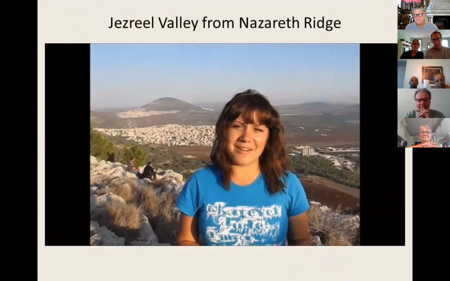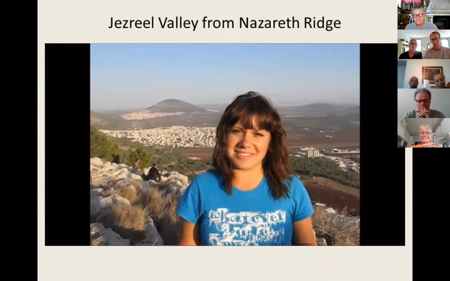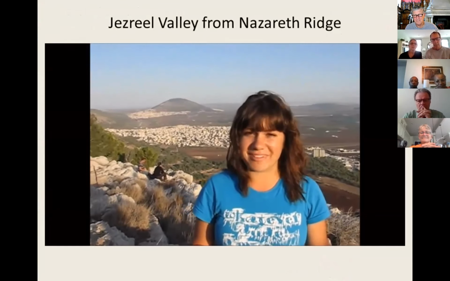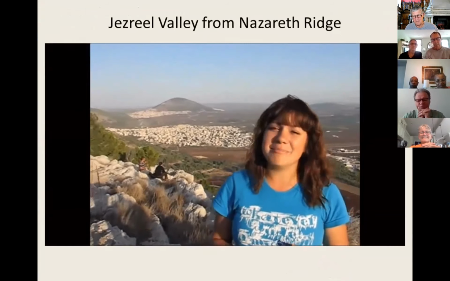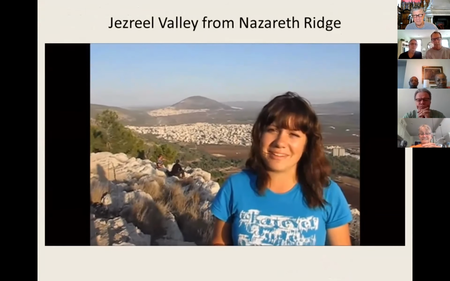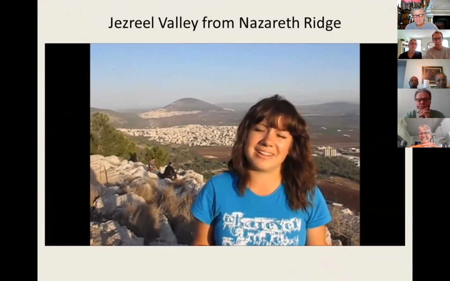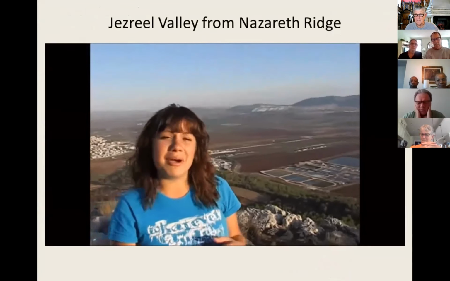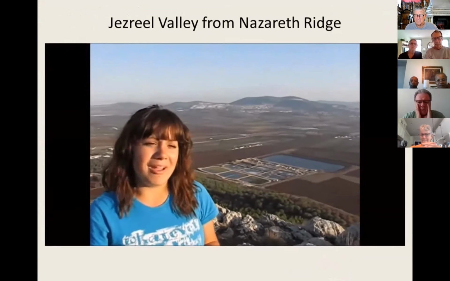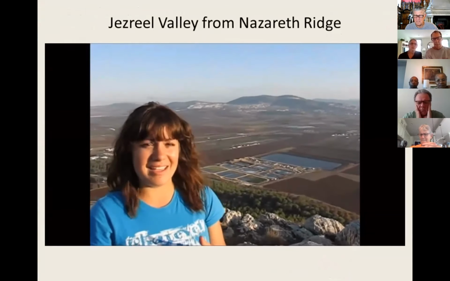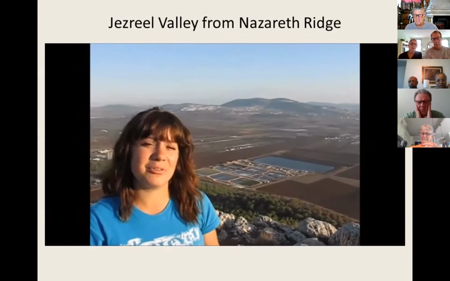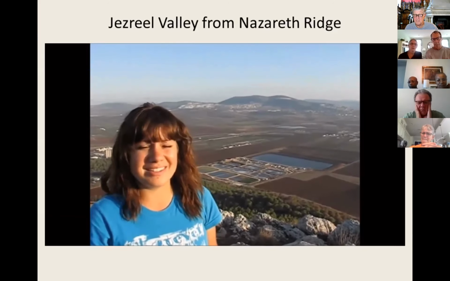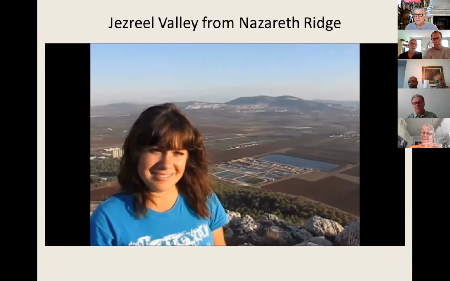Hey, I'm standing here on a ridge in the city of Nazareth, and behind me is the Jezreel Valley. To my right, you can see Mount Tabor, where Deborah and Barak gathered 10,000 Israelites to go to battle against the Canaanites. And then to my left, you can see Mount Moreh, where on the slope is the city of Nain. And just after Jesus announced that he had the authority to raise the dead, he raised a widow's son from the dead in that city.